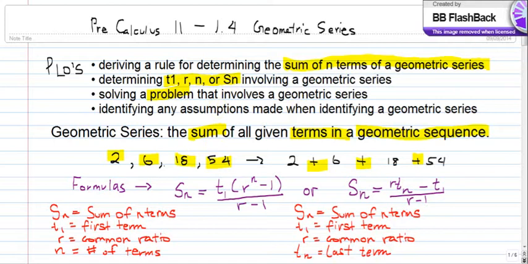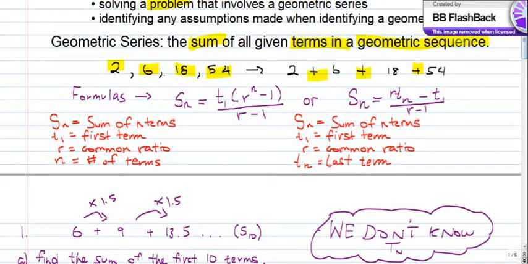We have two more annoying formulas to remember. First one is S of n equals t1 times (r to the power of n minus 1), all of it divided by r minus 1. Or the second one is S of n again, equal to (r times t of n minus t1), all of it divided by r minus 1. I'll go over the specific bits of each formula.